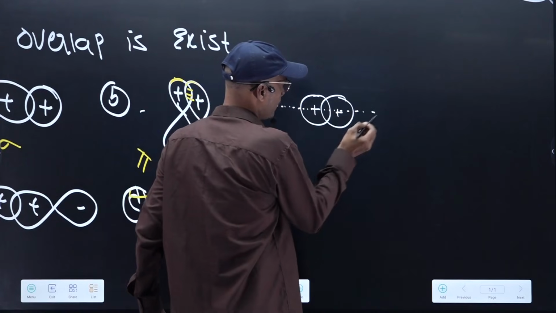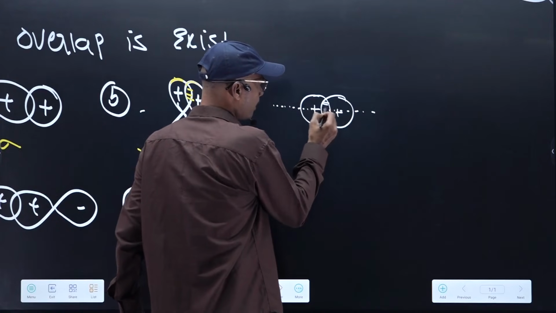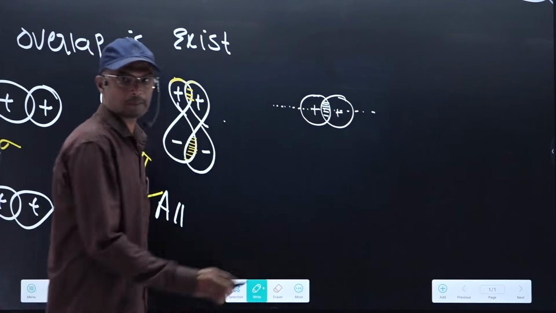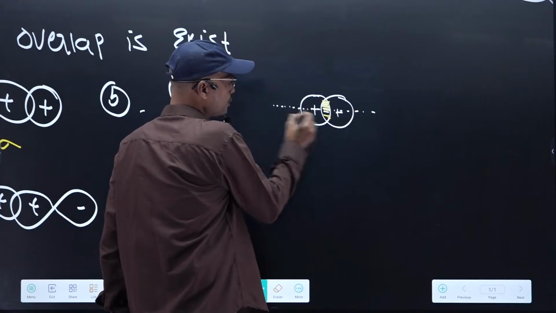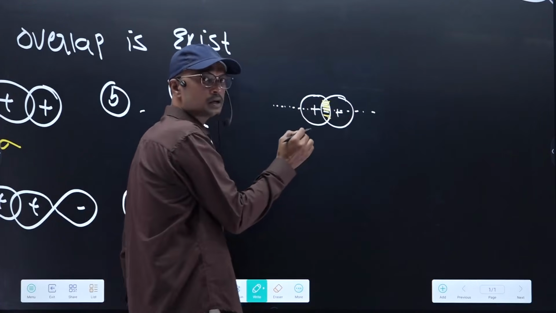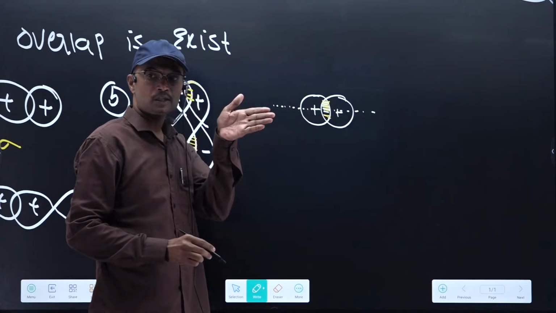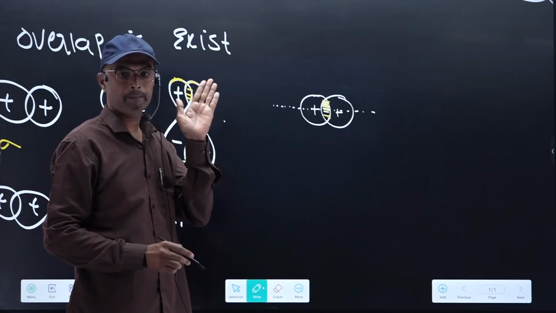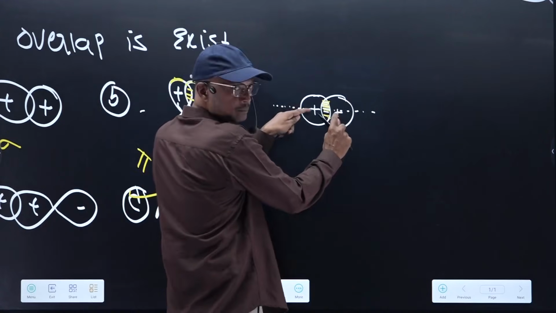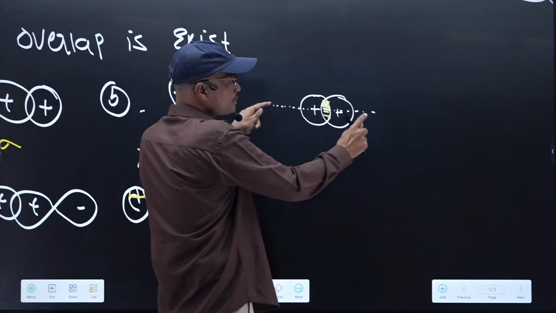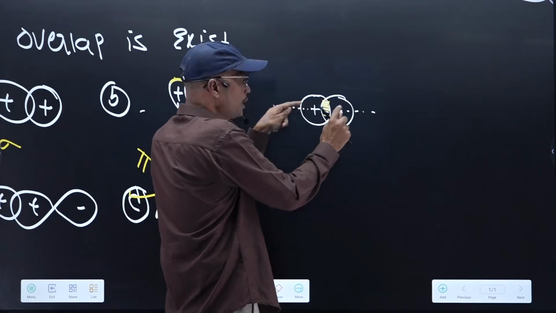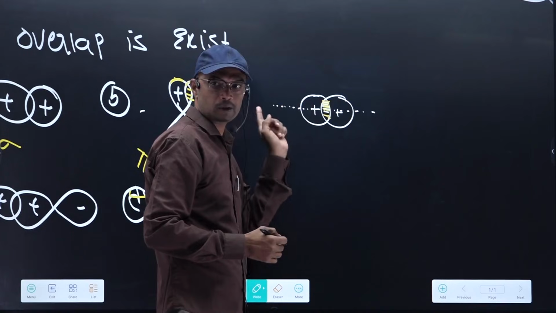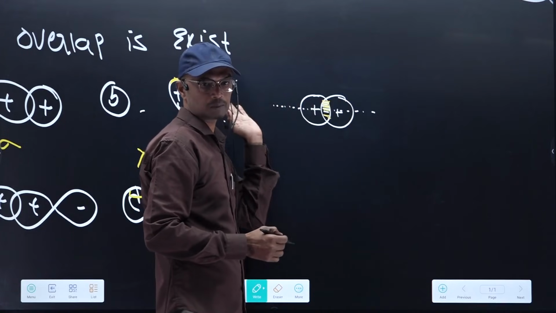Observe clearly. If the nuclei and the overlap are all joining on an imaginary axis, that is a sigma one. Where are they overlapping? Over here, right? Now this is one imaginary axis. If an imaginary axis passes through the nuclei of two atomic orbitals and the overlap, is this axis touching the two nuclei? Yes. Is it also touching the overlap? Yes. Then that's why it is a sigma one.